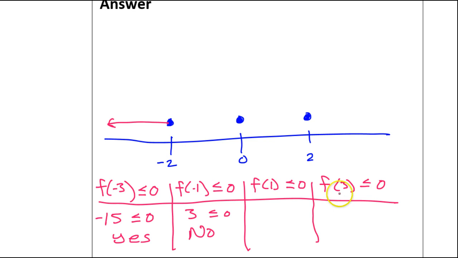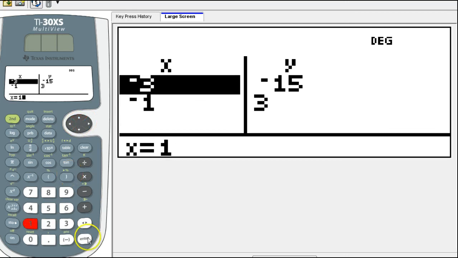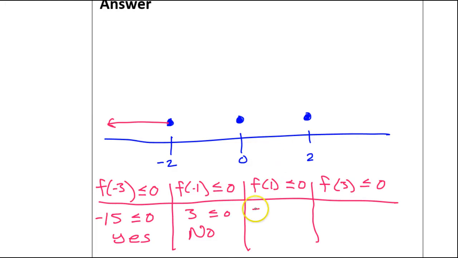Now let's check 1 and positive 3. I'm just going to go back and change these to 1 and 3. So that's negative 3 and 15. Again, we're asking if the function is less than or equal to 0. And we have another yes! Negative 3 is less than or equal to 0. That means 1 is a solution. That means all of the points in this interval will be solutions. Is 15 less than or equal to 0? No. So that means 3 is not a solution, which means none of the values in this interval will be solutions.